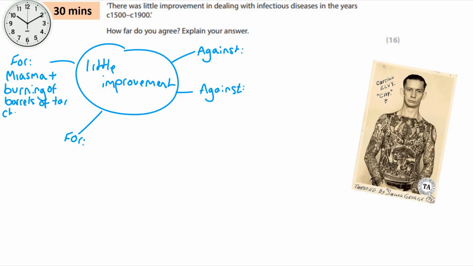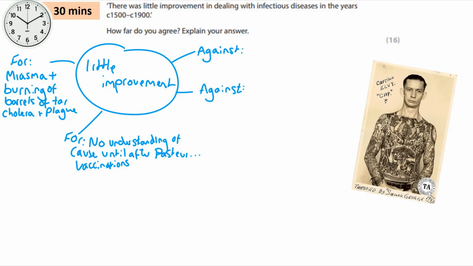So for there being little improvement, I might talk about miasma. That's a good example. I can link that to the Great Plague of 1665, and to cholera outbreaks and the Great Stink during the Enlightenment era. I can also think about some of the other reasons for. One argument might be that widespread vaccination doesn't really occur for anything other than smallpox until the latter half of the 19th century, after people like Pasteur and Koch in the 1880s or so. That would be an additional point arguing for the statement that there are little improvements with regards to how disease is prevented.